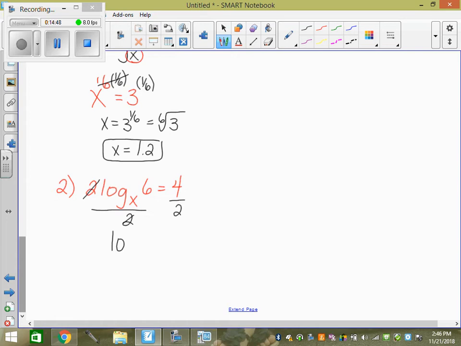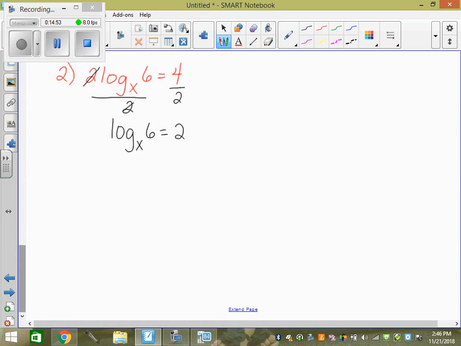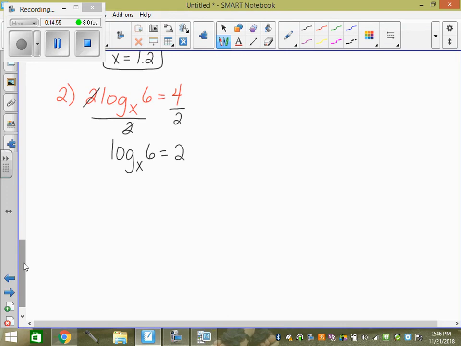So now I have log base x of 6 equals 2. And now I can convert to exponential. So the base of my log becomes the base of my exponent. What it's equal to is always the exponent. And then it equals what's beside it. Because what's friends in logs is not friends in exponential, right? So these two are together here. They won't be together here.